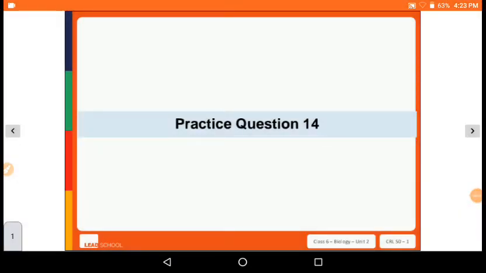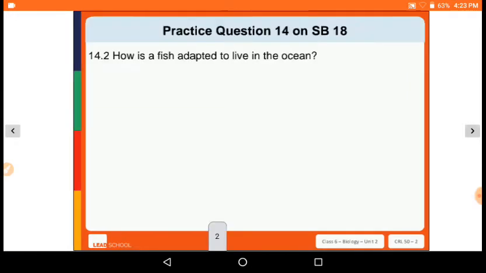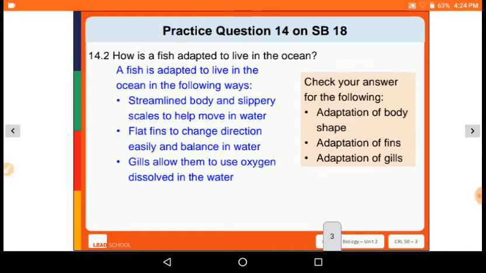Now next, solve practice question number 14. 14.2 on your SB18: How is the fish adapted to live in the ocean? So we can write points like these.